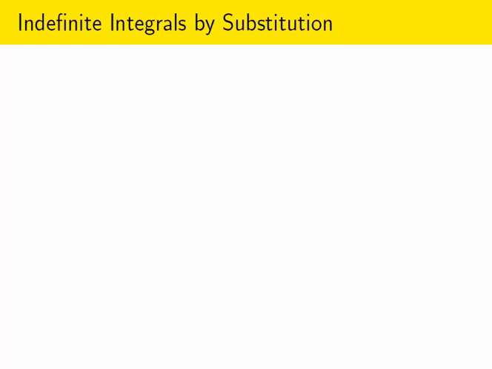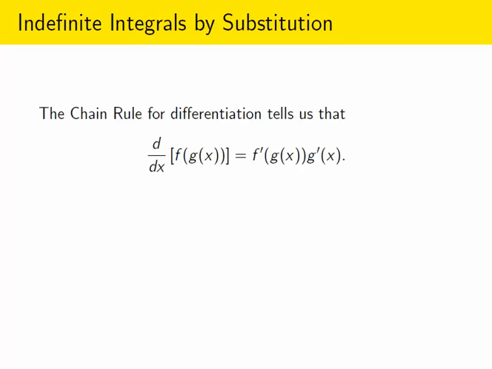In this video, we're going to look at a method of calculating indefinite integrals, or antiderivatives, called substitution. It's based on reversing the chain rule from differential calculus. So remember what the chain rule says. If you have a composition of functions, then you can compute the derivative by taking the derivative of the outside function, plugging in the inside function, and then multiplying all that by the derivative of the inside function. And that's what this equation says.